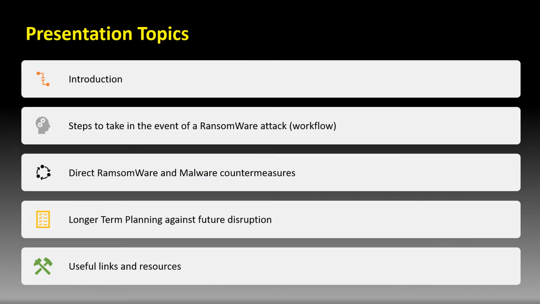In this Part 2 of the ransomware webinar, we will be looking at steps to take in the event of a ransomware attack, including workflow, direct ransomware and malware countermeasures, longer-term planning against future disruption, and I'll leave you with a few useful links and resources. Now, more detail is contained within the accompanying case study, which may be used as a reference whilst viewing the webinar, and may also be shared with stakeholders for further information.